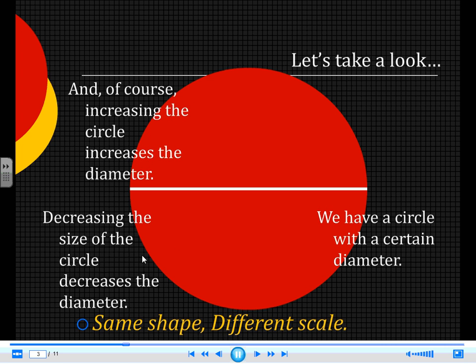Now, as I blow it up, the diameter has to grow in proportion as well. Okay? Now, do you see we had a circle originally that was smaller than this? Then it got smaller, and now it got bigger. Those are dilations that we're going to work with. Okay?